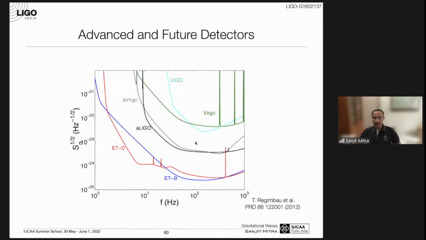So, what are the immediate plans? This is the power spectral density for the initial detectors, which I mentioned in the last lecture. It did not detect anything. This is the first generation detector, but they demonstrated the technology, which enabled funding for the advanced detectors, which are 10 times more sensitive, and they have detected, and it is going to operate for several more years.